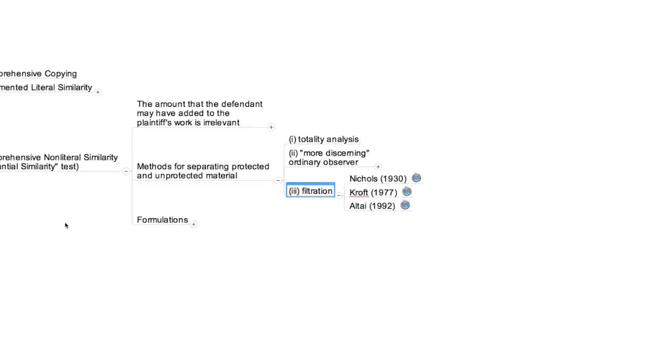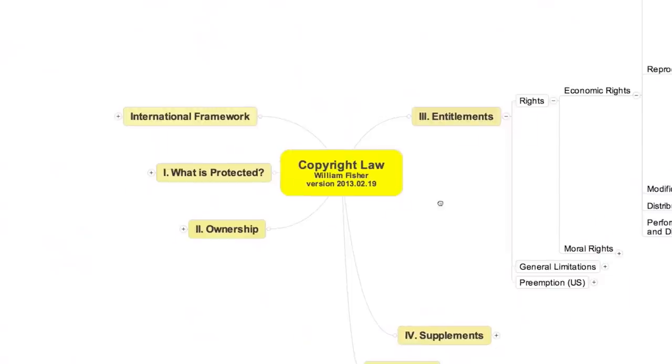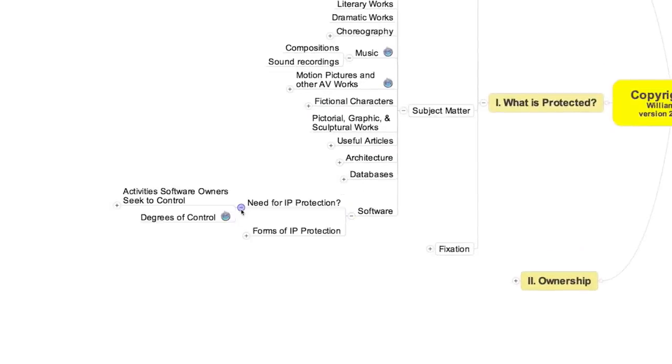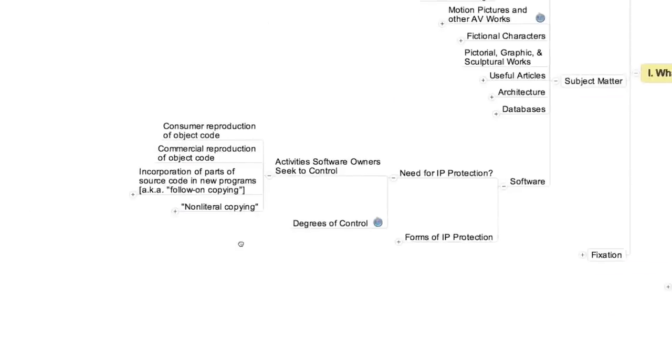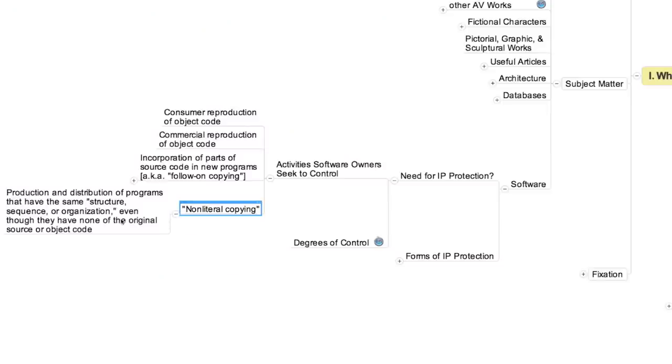You'll recall from Lecture 3 that some, not all, software firms seek to control four sorts of behavior. Reproduction by consumers of the object code embodying their works. Reproduction by commercial enterprises of the object code of their works. Incorporation of parts of their source code into new programs. And finally, non-literal copying, namely the production and distribution of programs that have the same structure, sequence, or organization, even though they have none of the original source or object code. The first two of these activities, I hope you now see, are forms of comprehensive literal similarity. The third is an example of fragmented literal similarity, and the fourth is an example of comprehensive non-literal similarity.